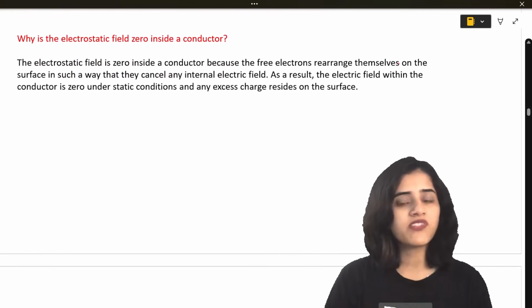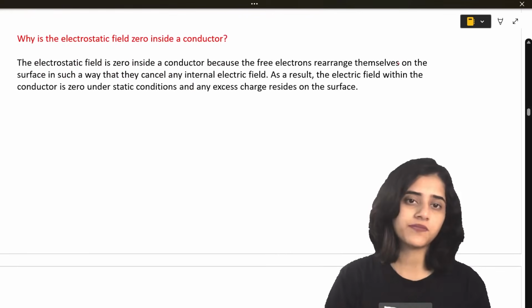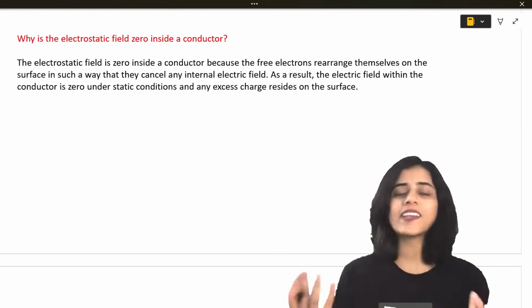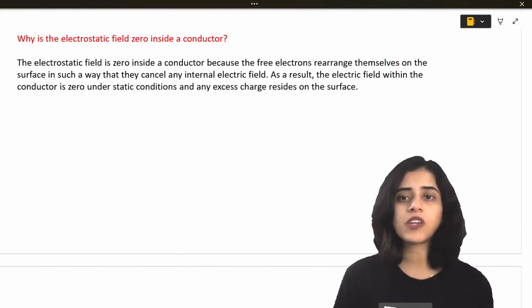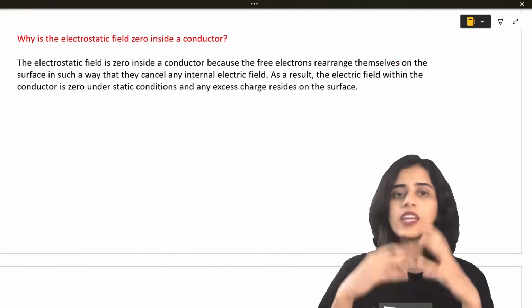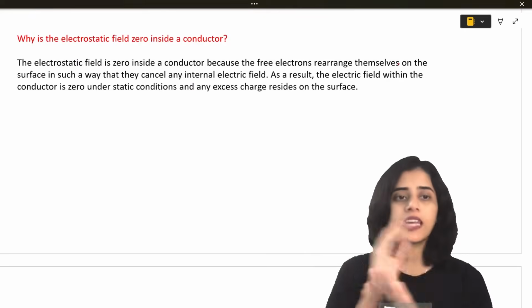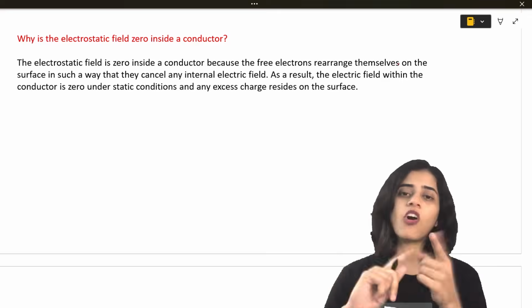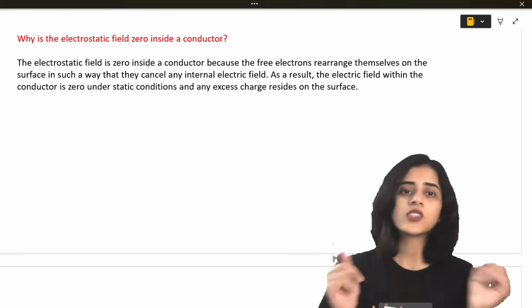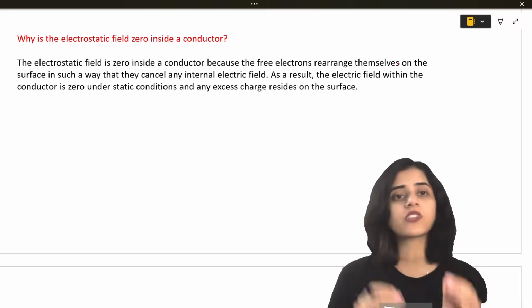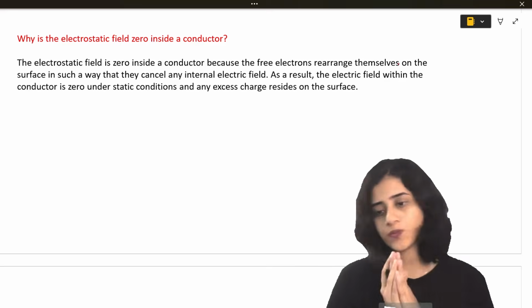Why is electrostatic field 0 inside a conductor? See, why is there an electrostatic field? Because of free electrons, right? So inside a conductor, free electrons rearrange themselves such that they all cancel out. So that is why inside a conductor, electrostatic field is 0.